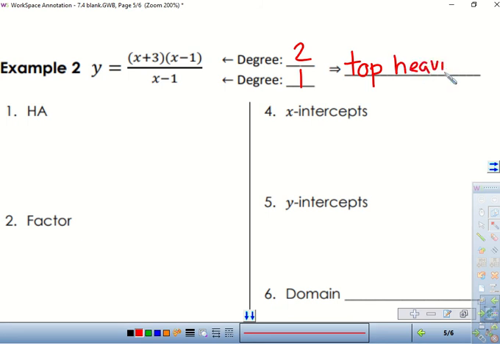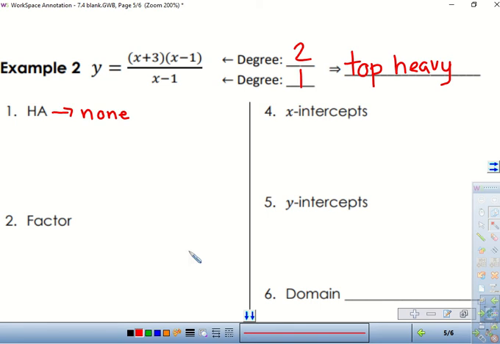So that's just right from my instructions manual, okay? And the instructions on top heavy says we have no horizontal asymptote, but if the top degree is equal to the bottom degree plus 1, then we may have a slant asymptote. So we don't have a horizontal asymptote because it's top heavy. You're never going to have one when it's top heavy, but you could have what we call a slant asymptote.